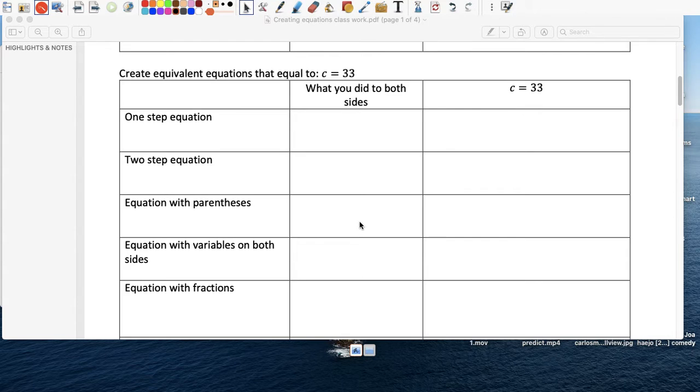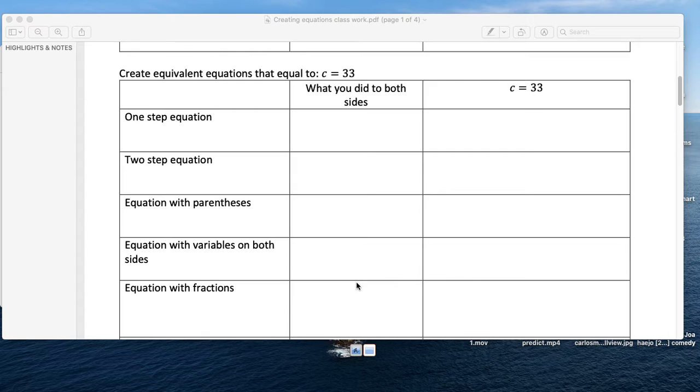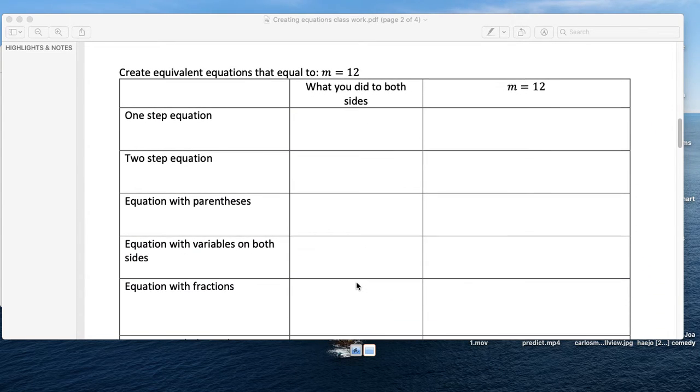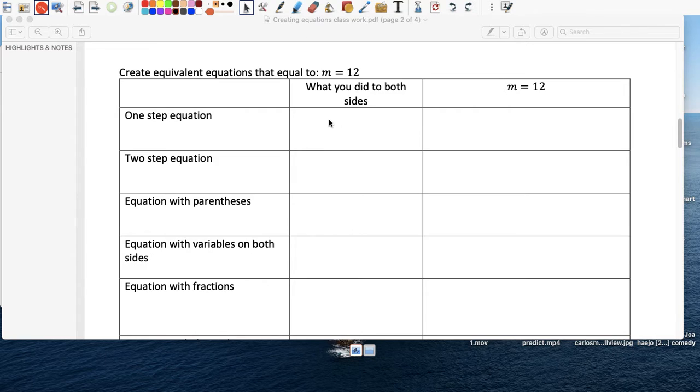Let me do one more. Or two more. m equals 12. So I'm going to multiply both sides by 4. I get 4m equals 48. I'm going to add 10 to both sides. So I get 4m plus 10, and I get 48 plus 10, which is 58.